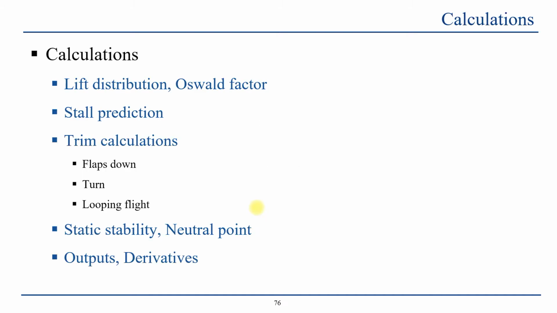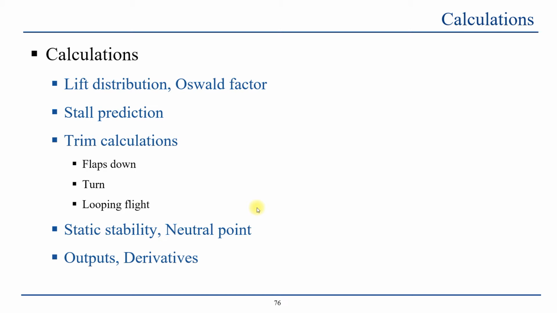So in this tutorial, we will be covering the calculations that include the lift distribution, the Oswald efficiency factor, stall predictions using the lift distribution, trim calculations with some options for flaps down, which can happen when you are landing, for example, or you need additional lift, turn flights or banking, and looping flights, which has its own particular submenus in AVL.